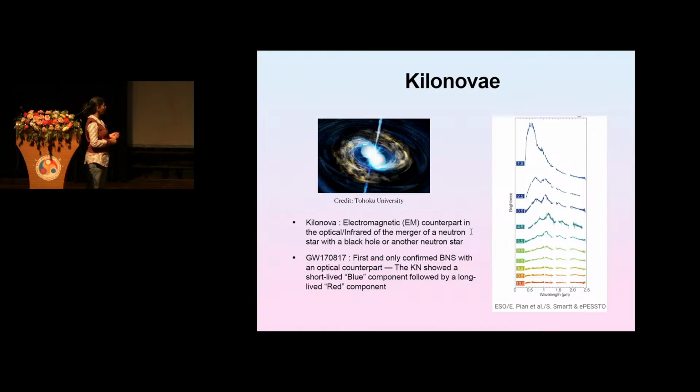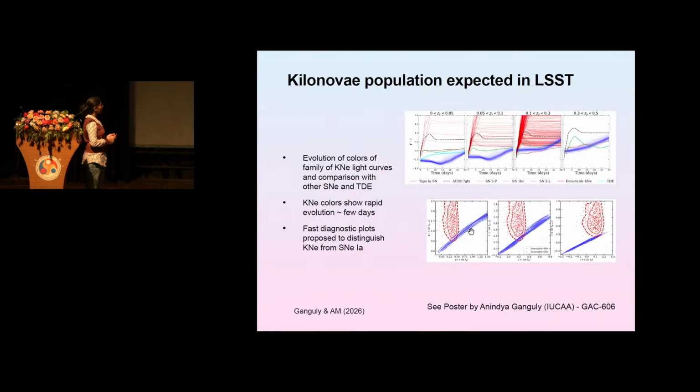The electromagnetic counterpart, and these kinds of systems are expected to be discovered with the Rubin LSST, and so we have been doing some studies to understand how to spot these kilonovae, whether they are lensed or not lensed, and how to distinguish them compared to other types of transients like supernovae type 1 and so on.